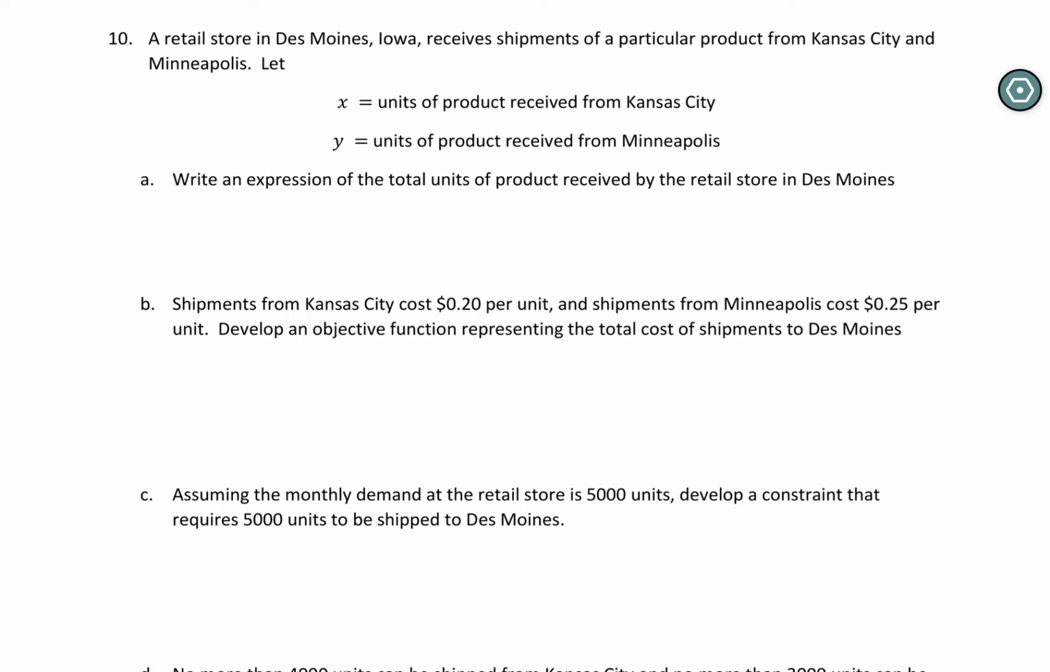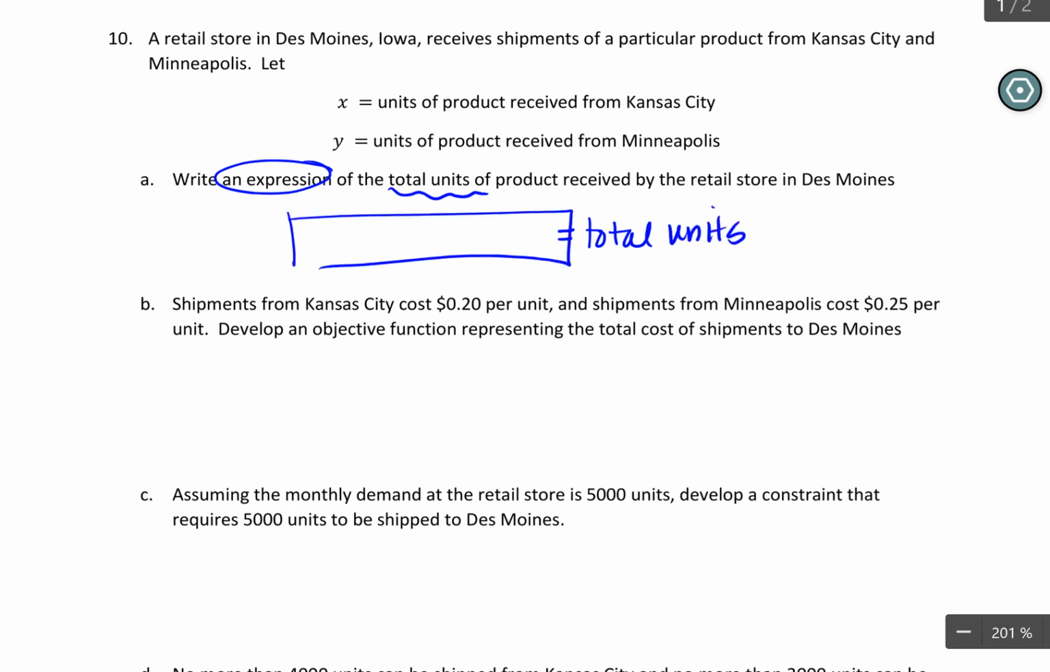We have two variables, x and y, and we are letting x equal the units of product received from Kansas City and y equal the units that we received from Minneapolis. So in part A, we want to write an expression of total units of product received by the retail store in Des Moines. So if we look at the wording here, we are developing an expression, and that expression is going to equal the total units that they get in Des Moines. So we are figuring out what equals the total units. We need to figure out what goes in this box. What do we add together to get our total units received?